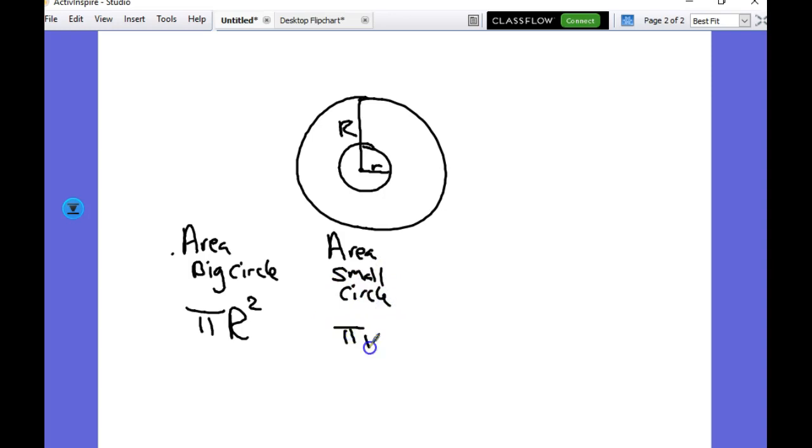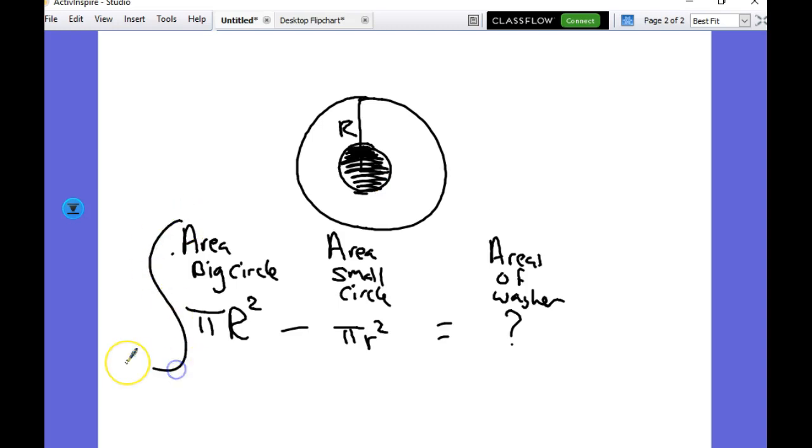So the area of the washer would be what you get by subtracting those from each other, right? If you subtract the area of the little circle away from the area of the big circle, you end up with what's left, the area of the washer. Okay? So that's what we'll be integrating.